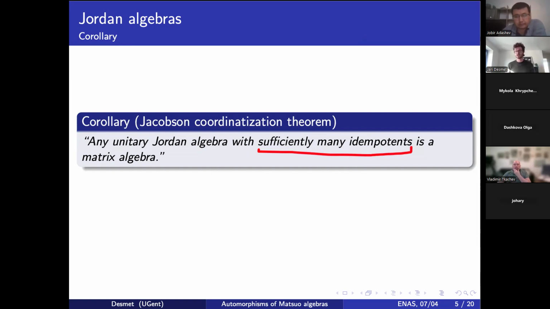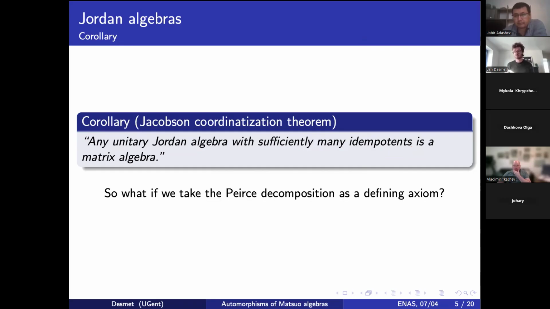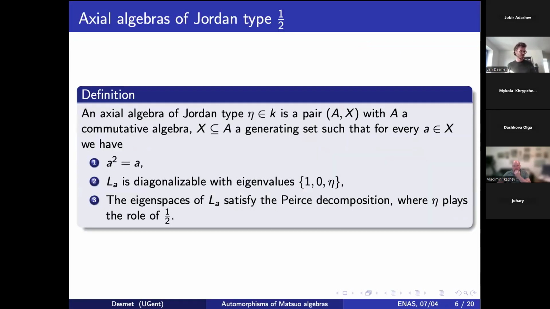So maybe it's worthwhile considering this as a defining axiom of a new class of algebras. And in that, what happens then is that you really get into the realm of axial algebras that have a different origin. But for this story, I want to use this as a starting point. So what is this definition? We pick any element of K. Let's say it's also different from 0 and 1.